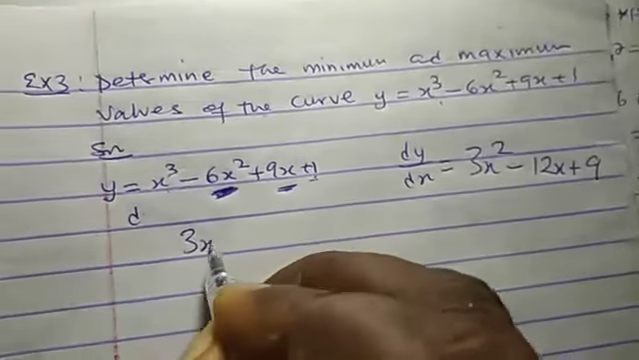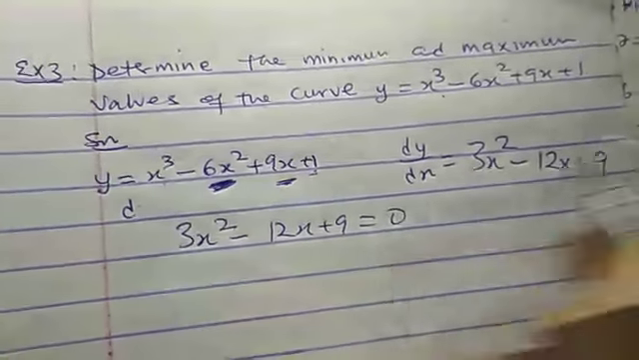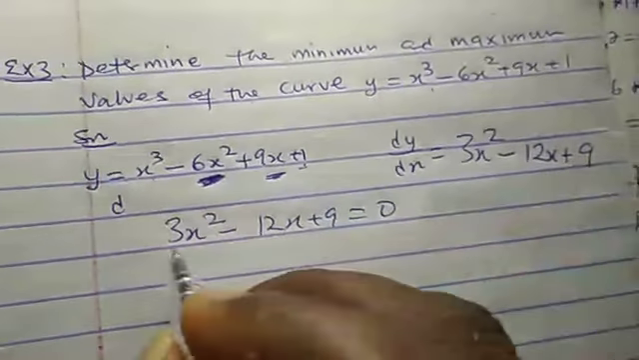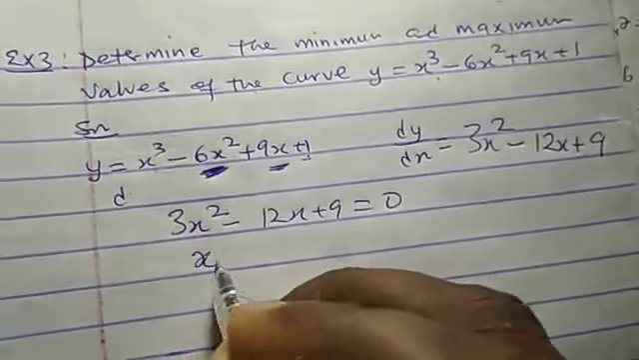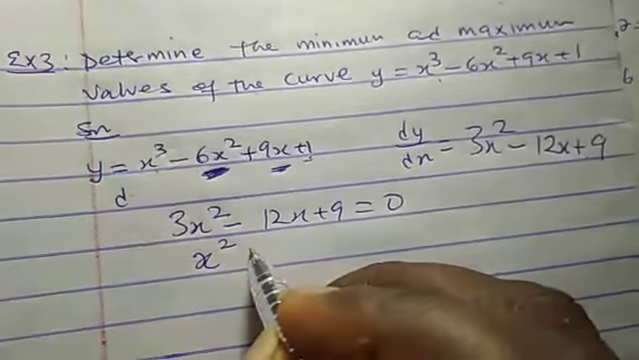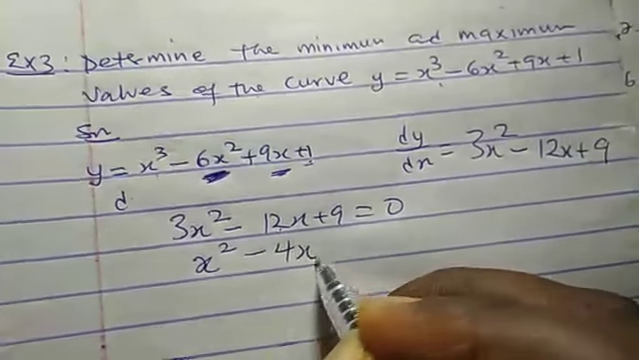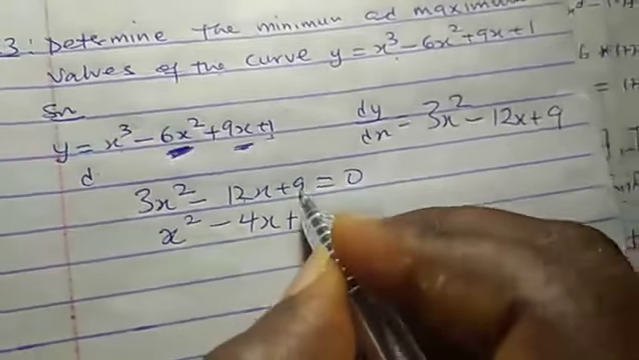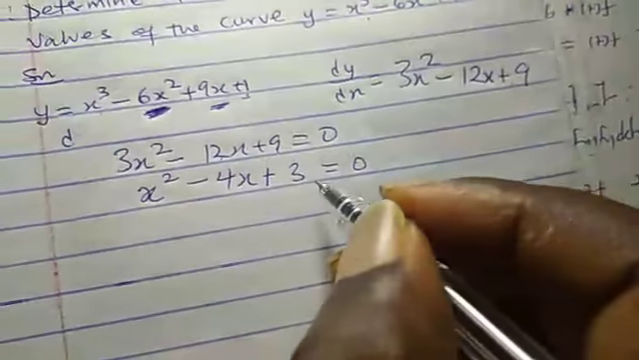Second step is we equate this thing to be 0. Now, observe that 3 is common to this. So if I cancel this, I will have s squared minus 4s plus 3 equal to 0.